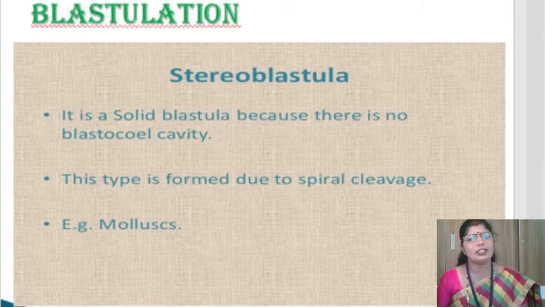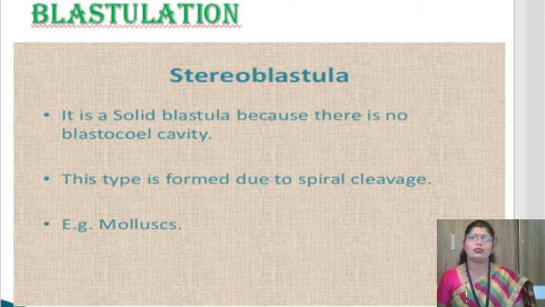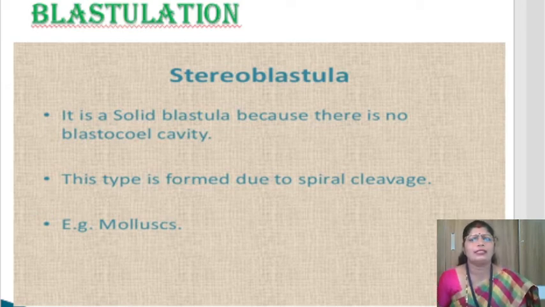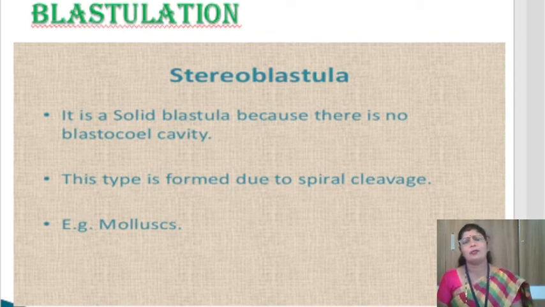Next, coming to the stereoblastula. Stereoblastula is a solid blastula because there is no blastocyst cavity itself. Therefore, it is a solid blastula. This type, mainly due to spiral cleavage, we can see in molluscs. Molluscan eggs undergo spiral cleavage. Therefore, there is no blastocyst. Such blastula is called pseudoblastula.